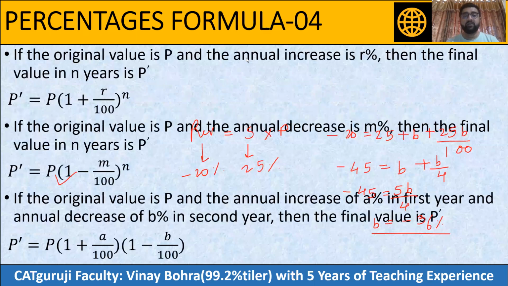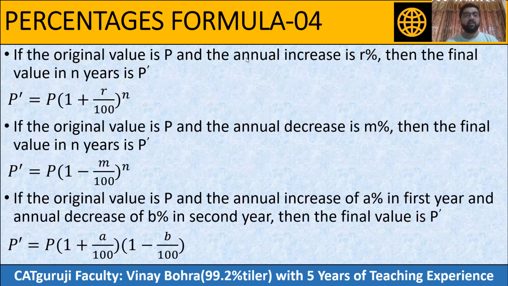Let us see the next formula that is useful in percentages. If the original value is P and the annual increment is R%, then after n years, the final value will be P times 1 plus R by 100 raised to n. So we initially saw one formula where we were doing increment or decrement only one time. But here we are doing it n times. So for n times, we'll raise it to n. So if there is an increment, 1 plus R by 100. And if there is a decrement, we'll use the minus. Same thing. And if we are doing increment and decrement simultaneously, for increment we'll do the plus, and for decrement, we'll do the minus.